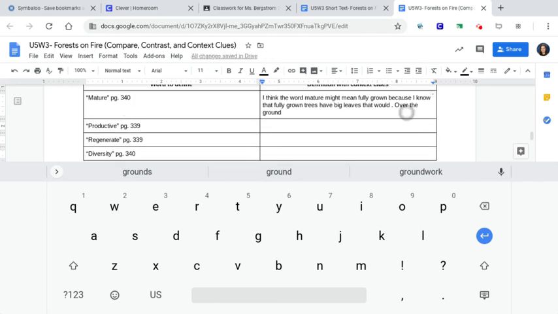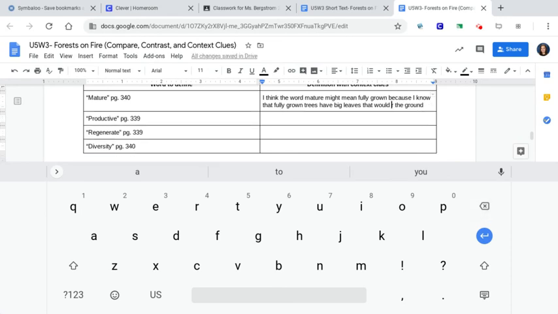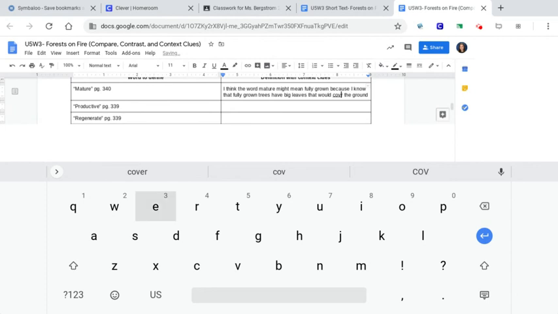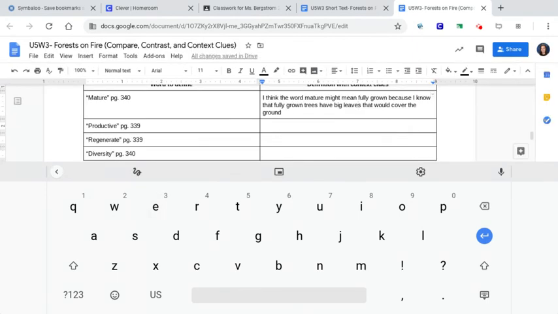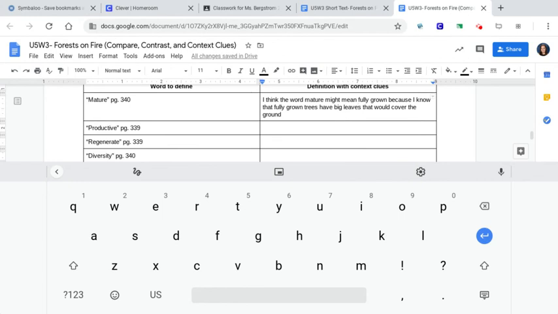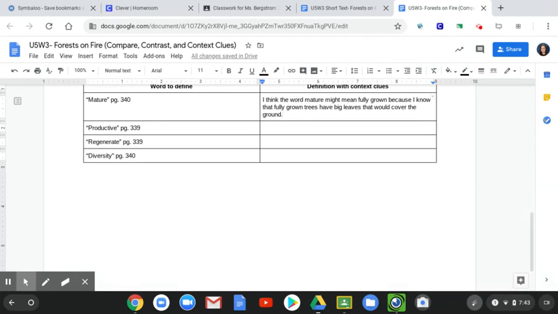Okay, I just have to fix that up a little bit. I think that overall I typed a pretty good job on here. Once I'm done typing, I'm going to make sure I have periods and things like that, and then I will reread it and see if that makes sense. I think the word mature might mean fully grown because I know that fully grown trees have big leaves that would cover the ground. I would say that that's a quality answer for that. I used the context clues of the big leaves and covering the ground, and it helped support my answer.